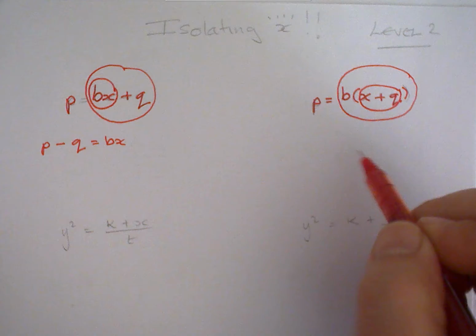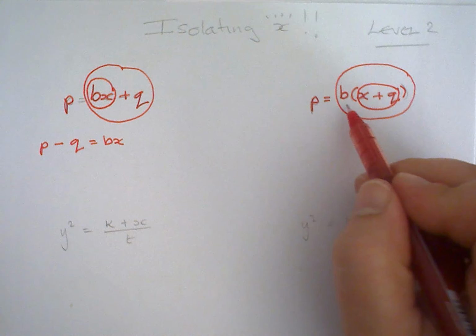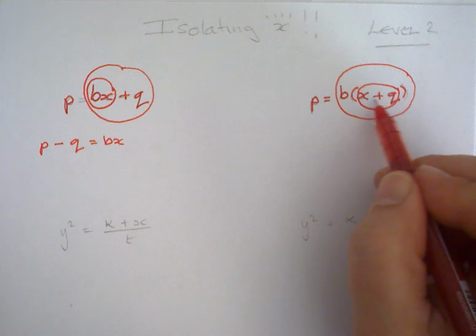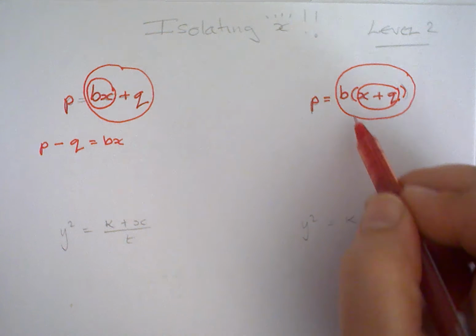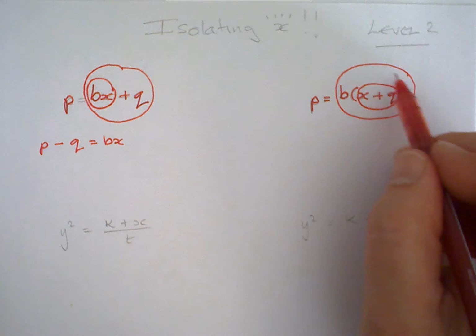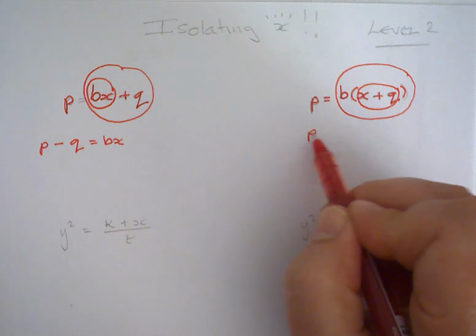Let's go over to this question. Here, the jacket, okay, is the timesing of the b, and the jumper is the plussing of the q. So before we take our jumper off, we've got to take our jacket off. And the way to get rid of timesing by b is to divide by b.